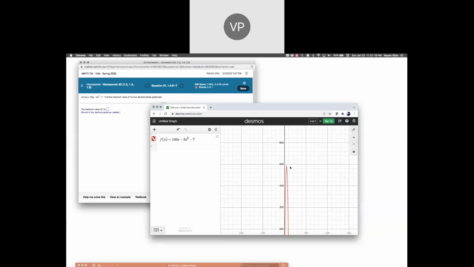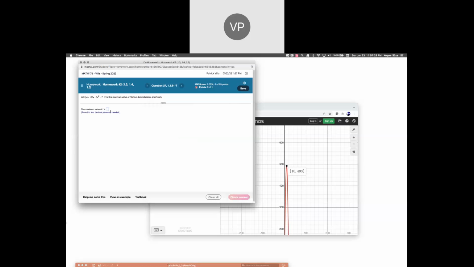It's a very extreme one like this, okay? So my highest point right here looks like it's at 10,493. That's your maximum value. Remember, it's the y value, 493.